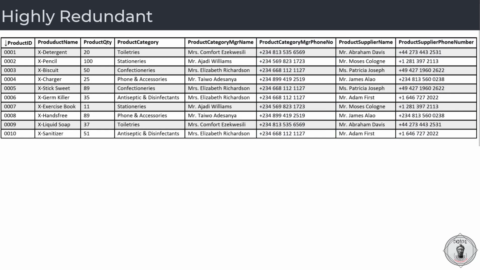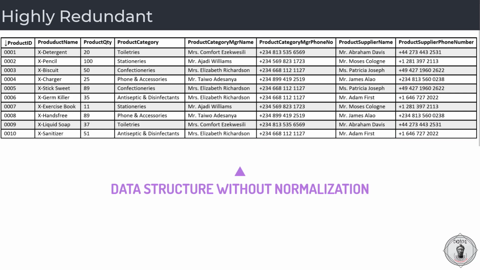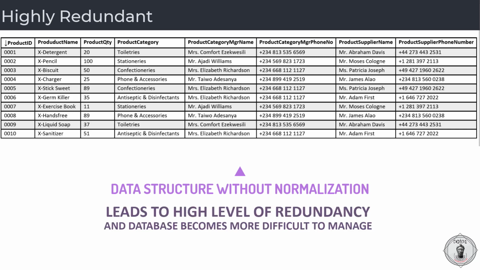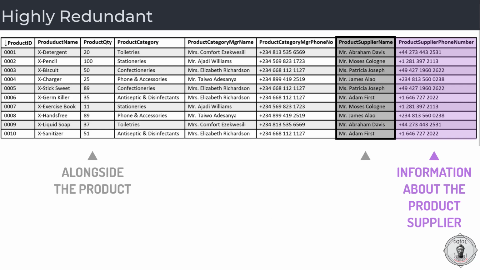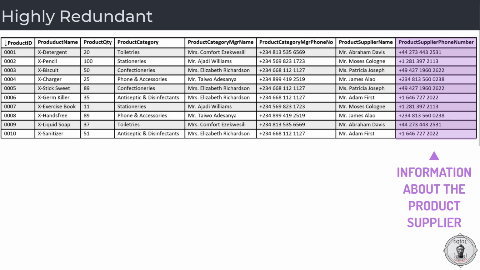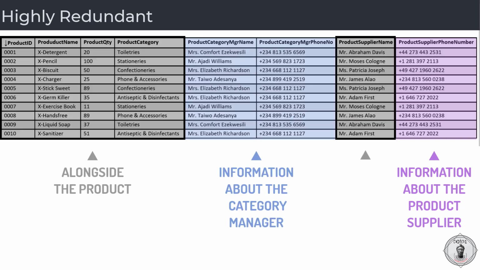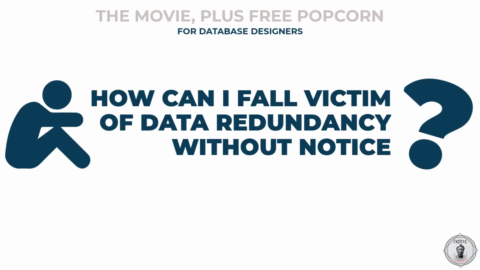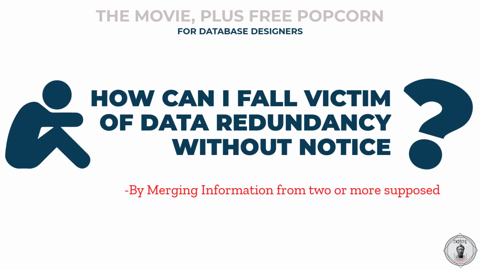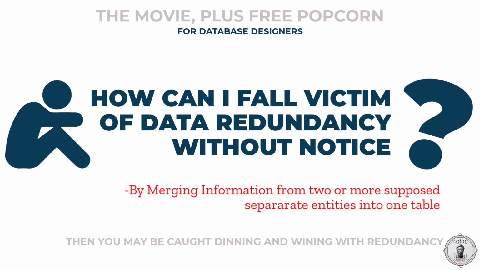So this is what my data will look like without normalization, and that's why we say it's highly redundant, all because we've stored the information about the supplier alongside the product, and we've stored the information of the category manager alongside the product. So the big question is, how can we knowingly or unknowingly become a victim of data redundancy? It's very simple. When we merge information that belongs to separate entities into one table, then we are most likely to become a victim of data redundancy.